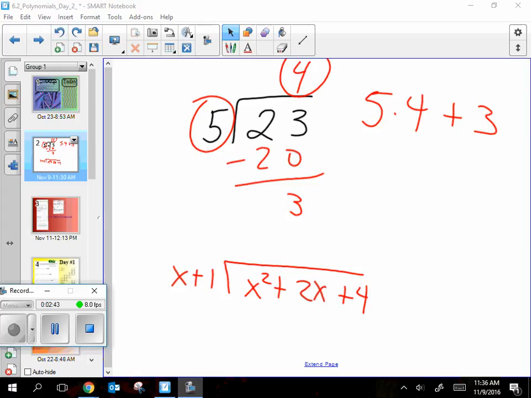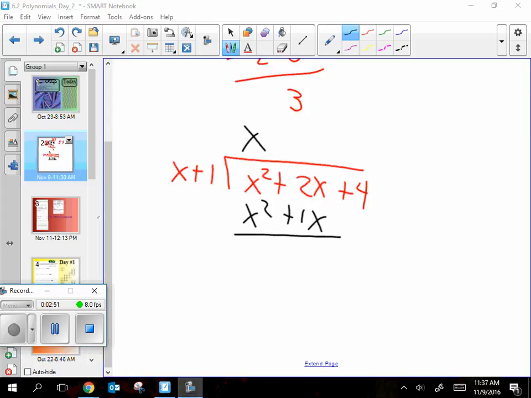So let's see. You should have said x goes here, and then x times x makes x squared. X times 1 makes 1x. And nothing was wrong at first because opposite, opposite. These are supposed to cancel, and it did. And this doesn't have to cancel. 2x minus an x makes just x. Bring that down, plus 4.